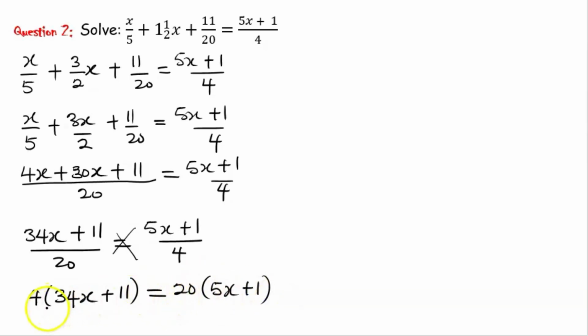Alright, so what do we do? We simply remove these brackets very quickly. As we proceed further, we are going to have 34 multiplied by 4, that's 136, so I'm having 136x plus 44. Alright, it's going to give us 20 times 5, that's 100x, and plus 20.